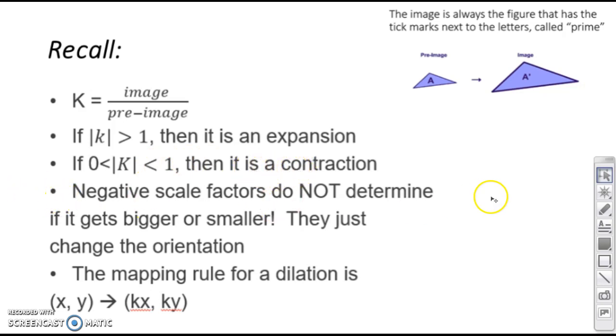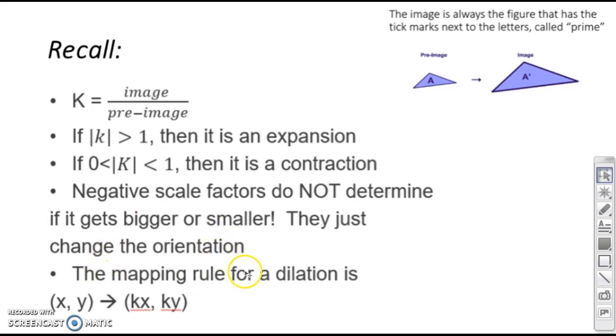Please do not forget this one. Negative scale factors do not determine if it's bigger or smaller. Don't do that. Some people see a -3 and they automatically say it's getting smaller. It's not getting smaller. The absolute value of -3 is +3, and 3 is greater than 1, so it's actually an expansion. It's getting bigger. All the negative scale factors do is change the orientation. So when you're trying to figure out if it's bigger or smaller, don't get hung up on the negatives. Completely ignore them because that changes the orientation. It doesn't determine if it's getting bigger or smaller.